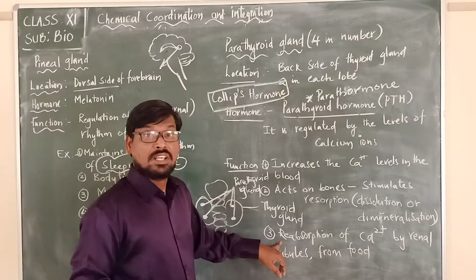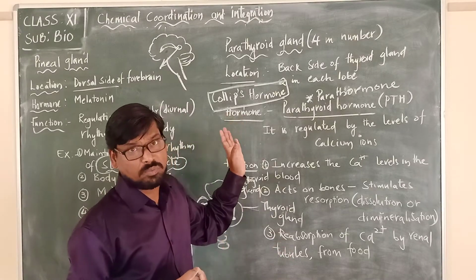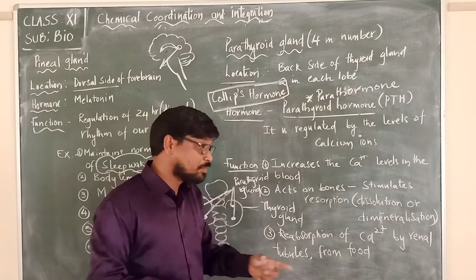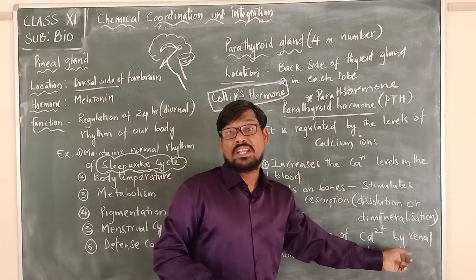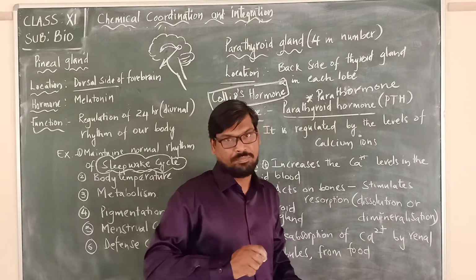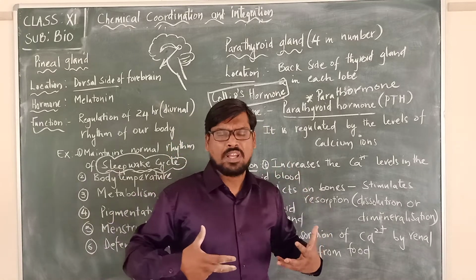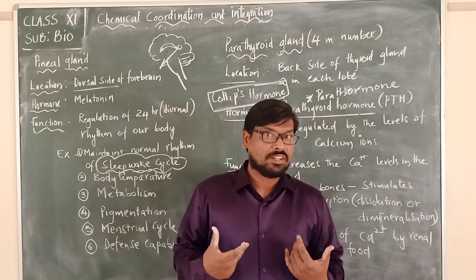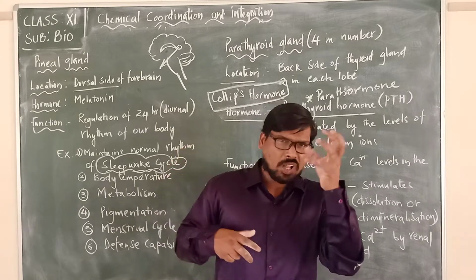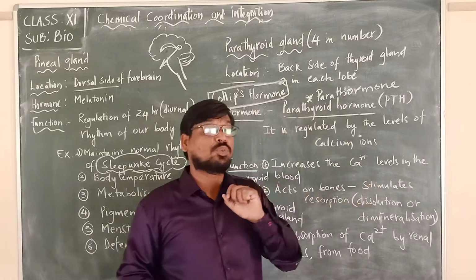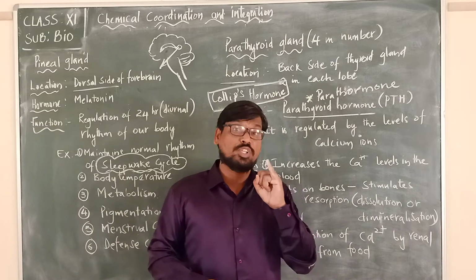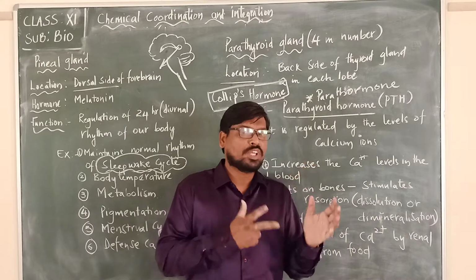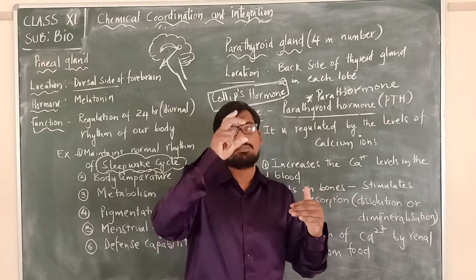And the third one is that this Collip's hormone produced from the parathyroid gland also reabsorbs the calcium from the renal tubules of the kidney. If there is an excess of calcium present in our body or in the blood, all that calcium will be eliminated through the excretory system, through the urine. So through the urine means what? This calcium should pass through what?